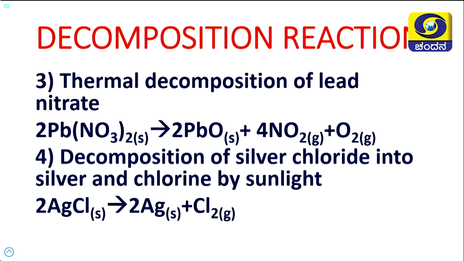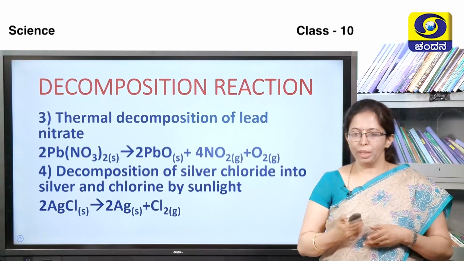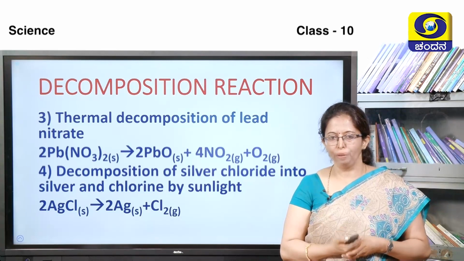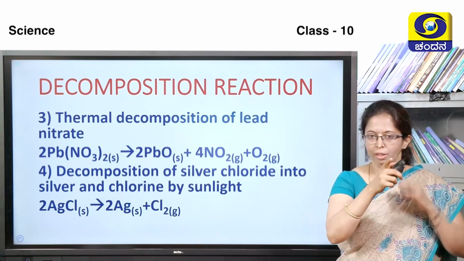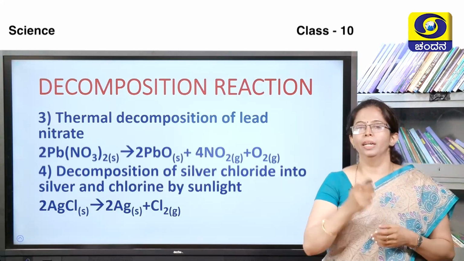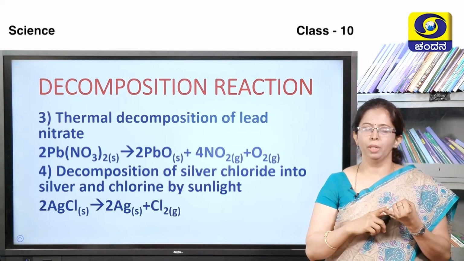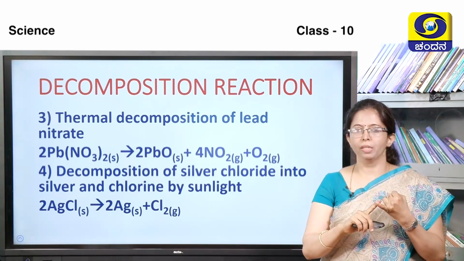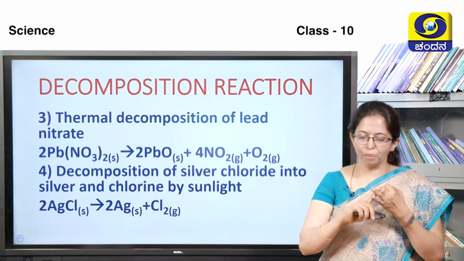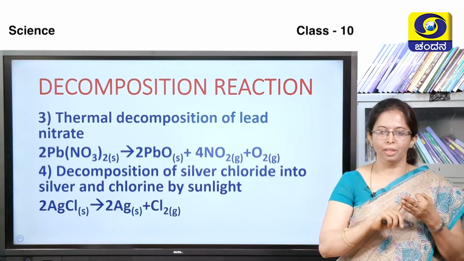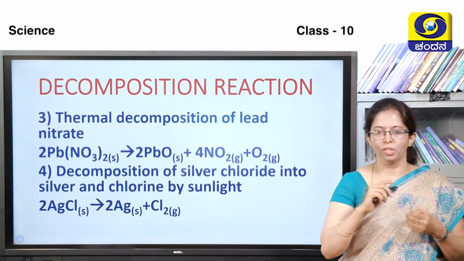Moving on to the next slide, here we can see another example of thermal decomposition. When lead nitrate, Pb(NO3)2, is heated, it forms lead oxide, nitrogen dioxide, and oxygen gas is evolved. It decomposes into these products, and again this is an example of thermal decomposition. So, the examples of thermal decomposition were heating of ferrous sulfate, then decomposition of calcium carbonate into calcium oxide and carbon dioxide, and the third example is decomposition of lead nitrate into lead oxide, nitrogen dioxide and oxygen gas.